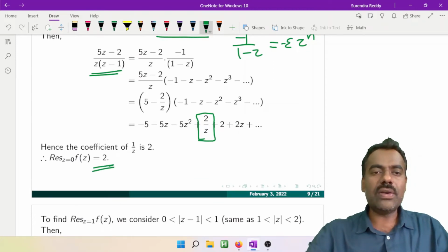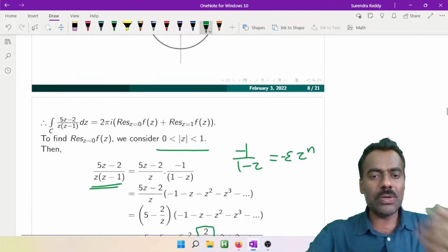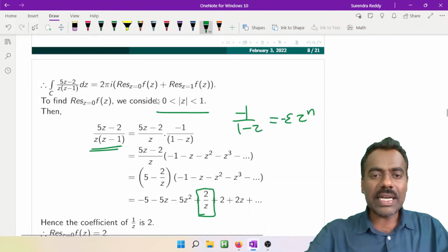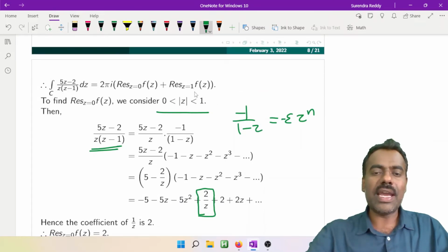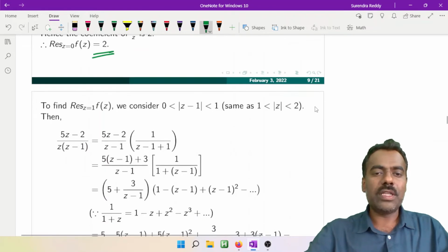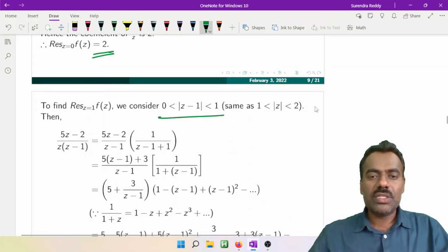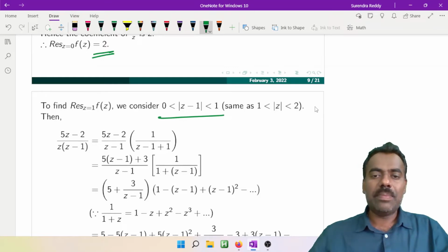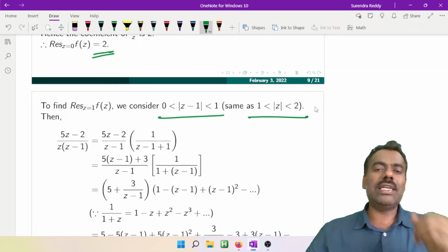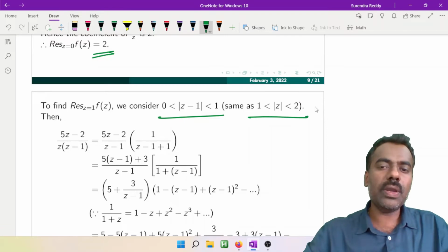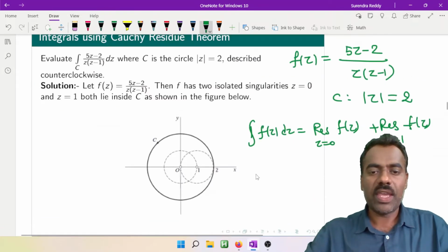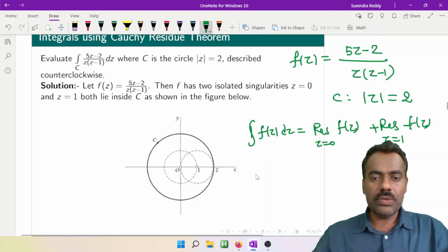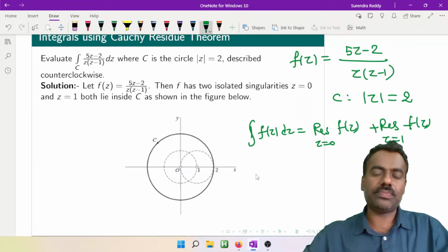Similarly, we want to calculate the residue of f at z equal to 1. So then we have to consider a different annular domain. That means now we consider mod z minus z naught, which is 1, less than 1. But this is the same as 1 less than mod z less than 2. That is this picture here. So you take z such that mod z is greater than 1 and less than 2.